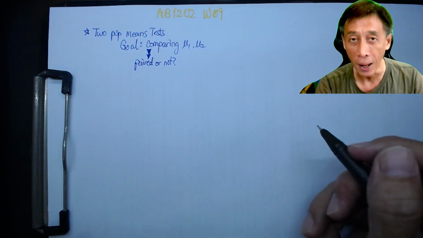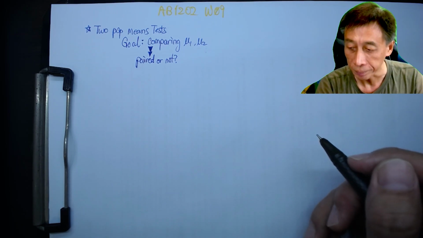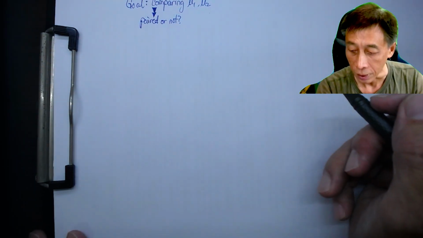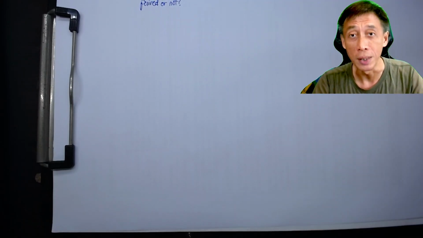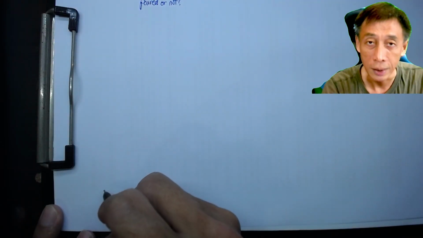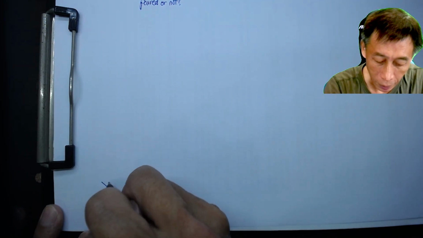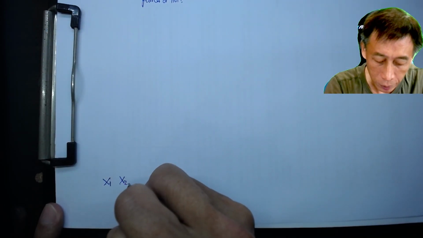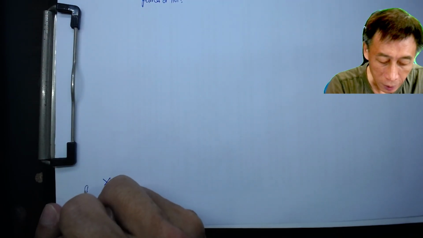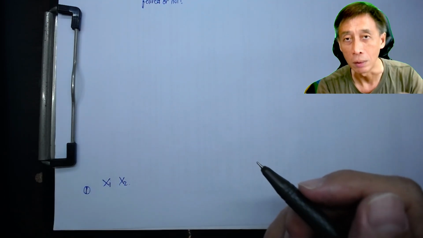Is it a PET test or not a PET test? What is a PET test? You can think of it as taking measurements from a random survey of students, one from NUS, let's say that's X1, and one from NTU. The first pair is one student from NUS, one student from NTU.